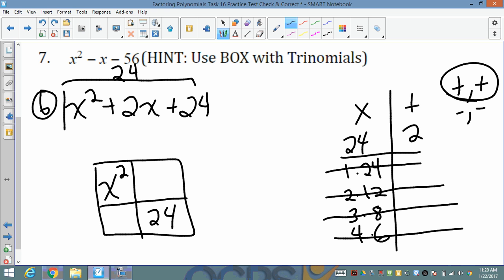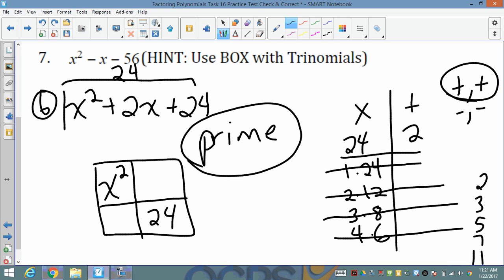What that means is that this is prime. Cannot be factored. So the same way numbers can be prime, 2, 3, 5, 7, 11, polynomials can be prime as well. This one is prime. Those of you that used 4 and 6, be careful, because my signs had to be the same. You had to make one of them negative in order to get to 2. And then that's not going to multiply to 24, it's going to multiply to negative 24. So this one is prime.